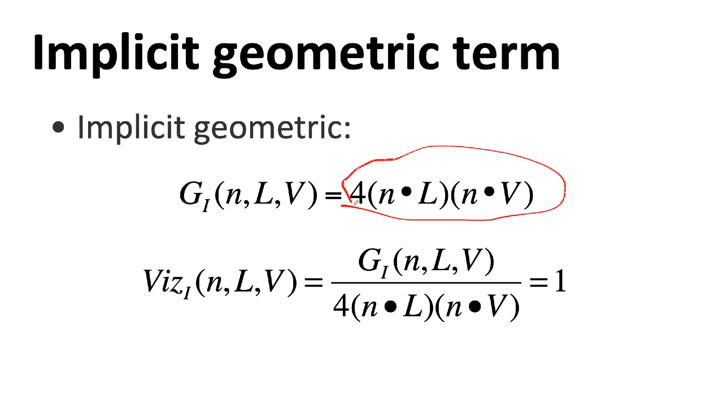Now, imagine for a second that you picked this geometric term. You just let it be 4 n.l n.v. That comes out of nowhere, really. There's no reason why you might expect that to be useful. But it just happens that if you plug that in for your actual g, and then divide that by 4 n.l n.v, that all cancels and you get 1.